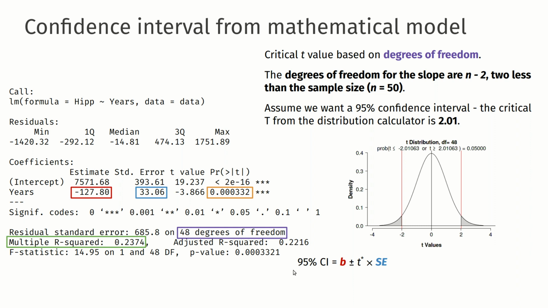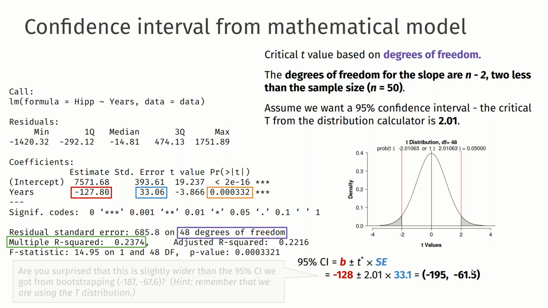And the 95% confidence interval formula looks exactly like it would be for the mean or for a proportion. We have our point estimate plus or minus the critical value times the standard error. So the point estimate that we've got here is the estimate of the slope from our model, minus 128 more or less, plus or minus the critical t-value 2.01 times the standard error 33. And that gives us a 95% confidence interval of minus 195 up to about minus 61.5.